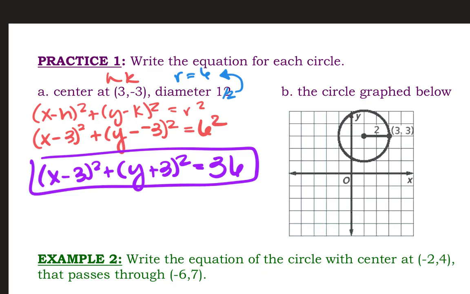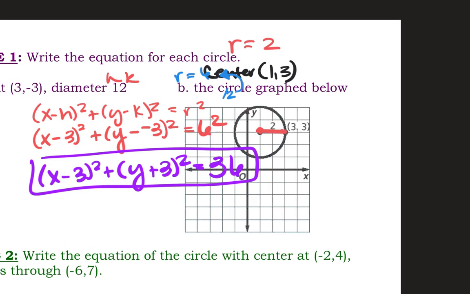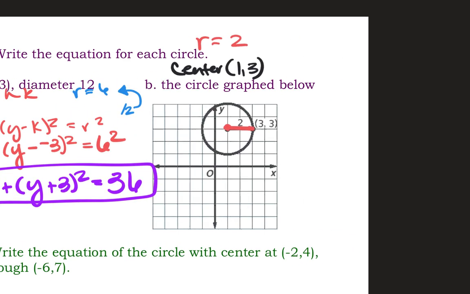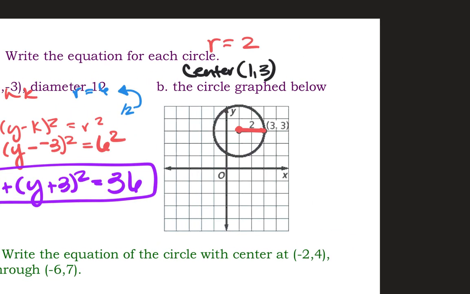All right, and then for the one on the right, Rogelio, what did you get on that one? What's your center here? 1, 3. 1, 3, everyone get 1, 3 for the center? Okay, and then for the radius, what did you get? 2. Where everyone get 2 for the radius? Good. All right, so then for your final answer, what did you get for the equation there? X minus 1 squared plus y minus 3 squared equals 4.